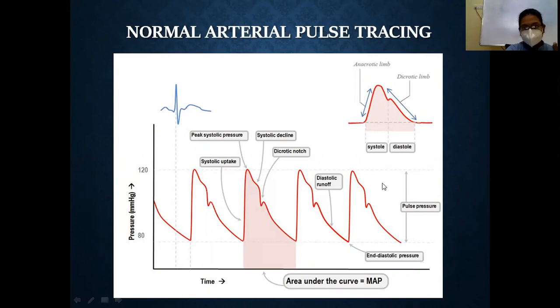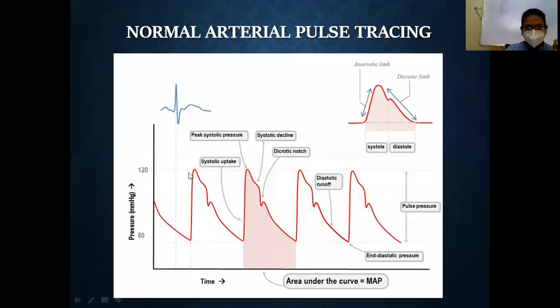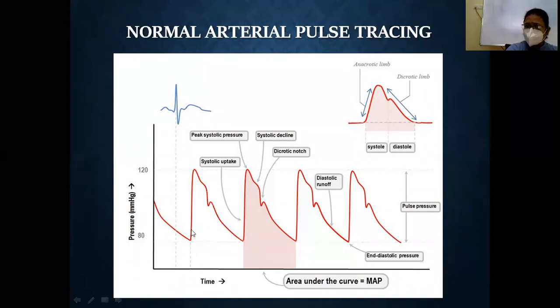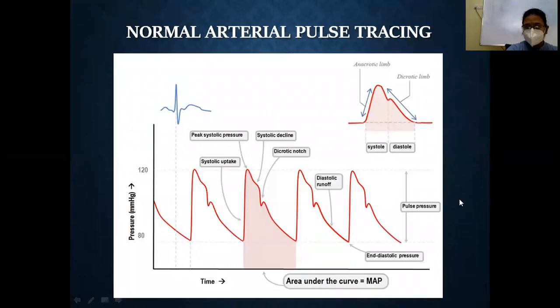The pulse pressure is the difference between systole and diastole. If you look here, this difference, that is 120 minus 80, is equal to 40. So the pulse pressure is represented as 40 millimeters of mercury over here. If you are expected to draw a diagram of a normal arterial pulse tracing, which you see in plethysmography, this is an ideal one.